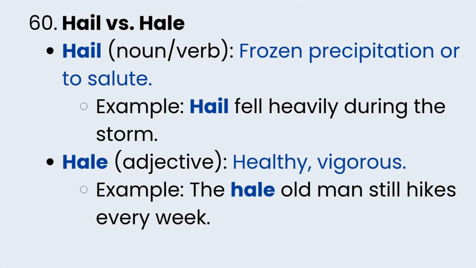60. Hail versus hale. Hail, noun or verb: frozen precipitation, or to salute. Example: hail fell heavily during the storm. Hale, adjective: healthy, vigorous. Example: the hale old man still hikes every week.